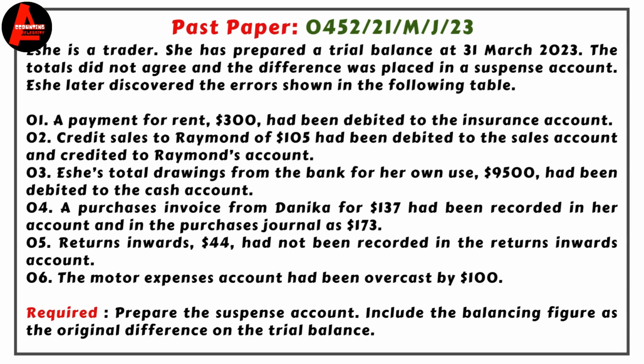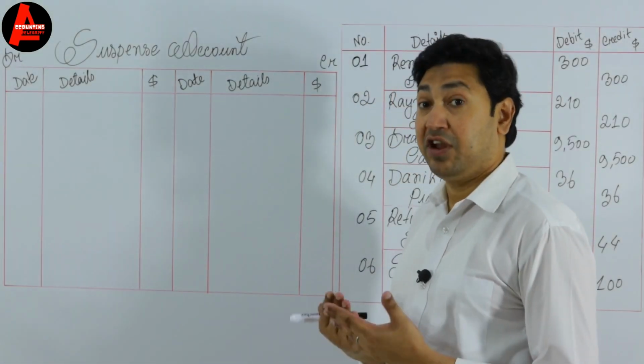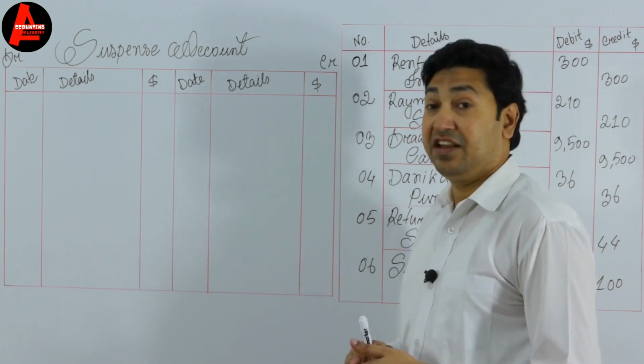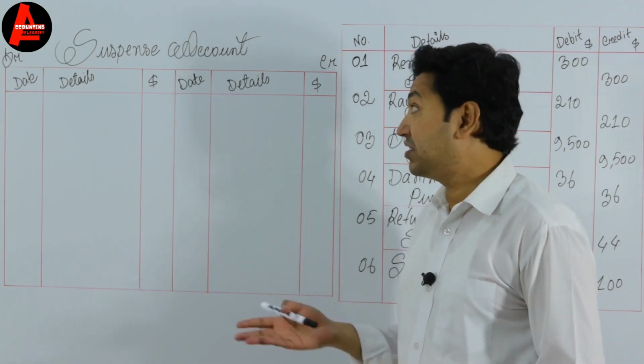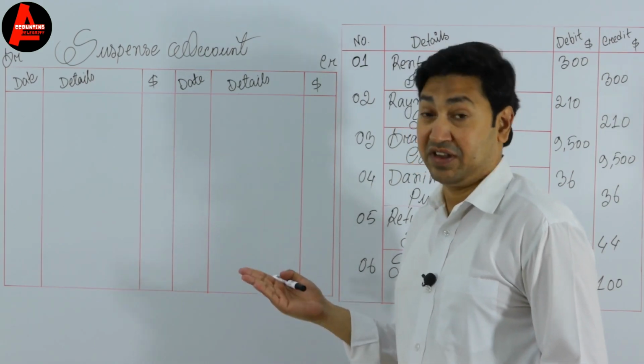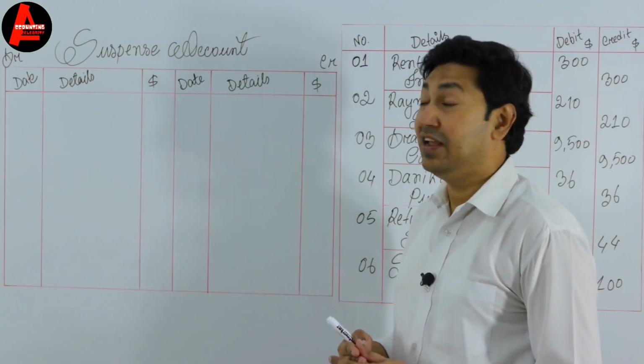What is our requirement? Prepare the suspense account, include the balancing figure as the original difference on the trial balance. So what does it mean? It means that the difference between the debit column and credit column in the trial balance, we have to show here in the suspense account. That means in this suspense account, the balance figure will be the difference between the debit and credit column on the trial balance.